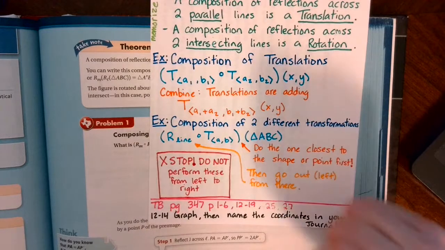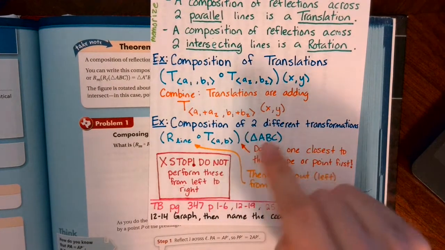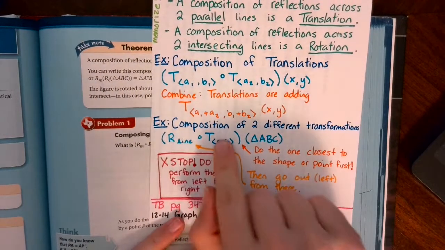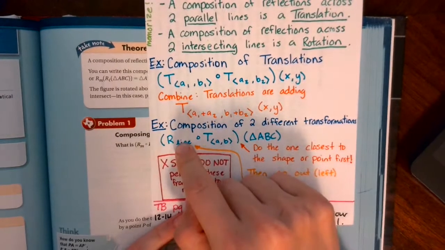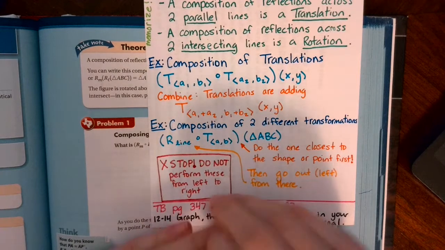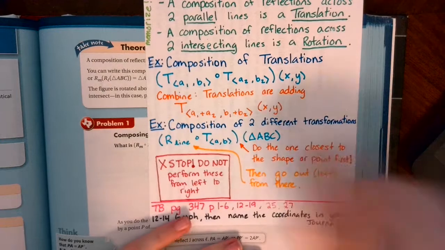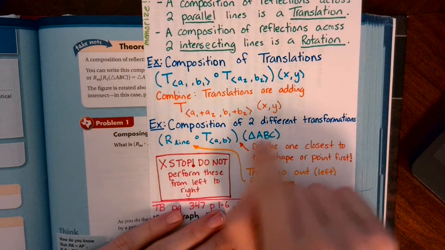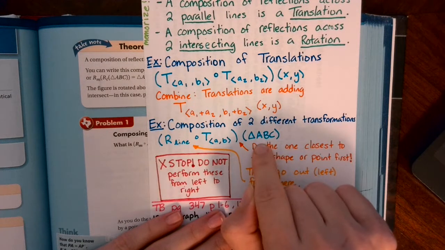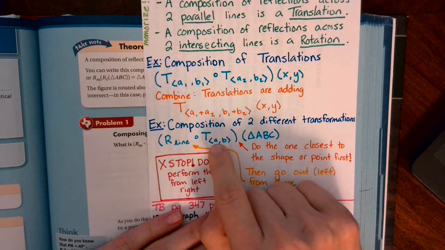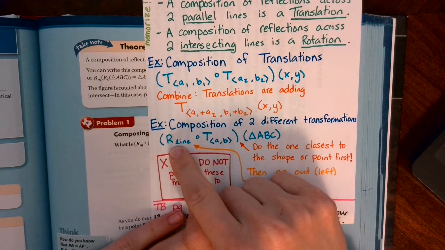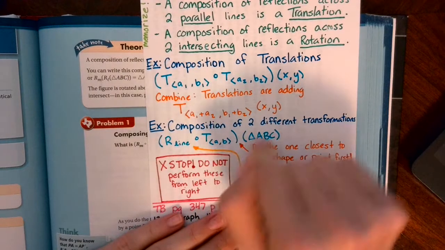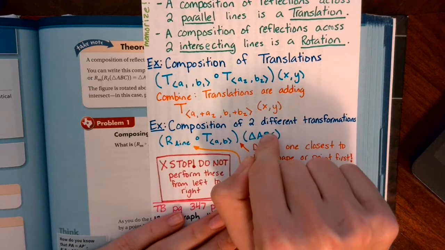And then the most important part, composition of two different transformations. Now, we are so used to reading from left to right saying, hey, I'm going to do a reflection and then a translation. That's not how this works. We have to do the one closest to the shape or point first. So what that means is we have triangle ABC here. The one that's closest to triangle ABC is the translation first, and then we do the reflection. It is so important that we do these from the one that's closest to it first, okay?